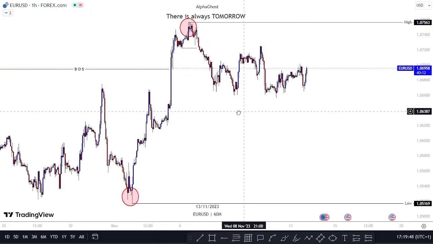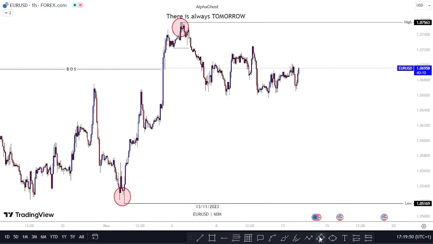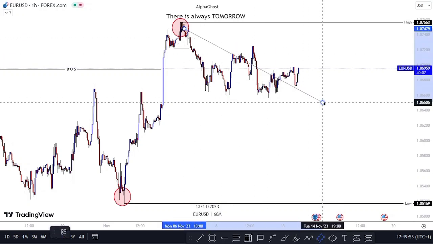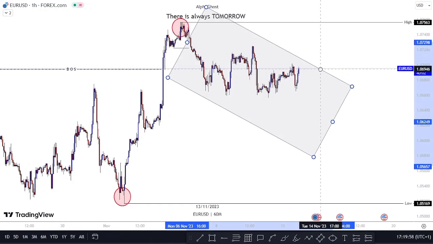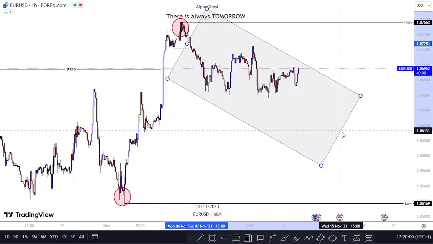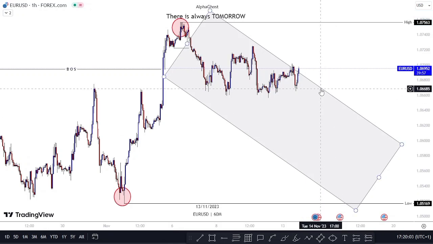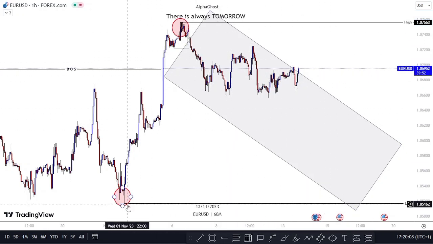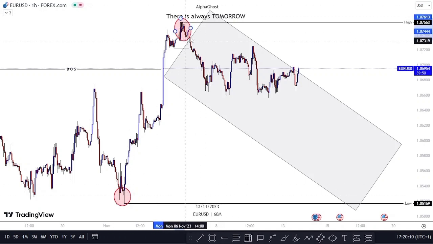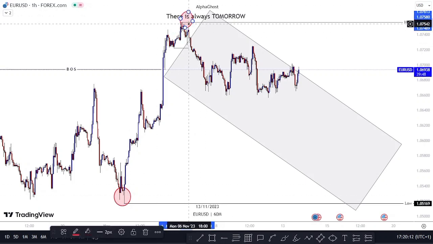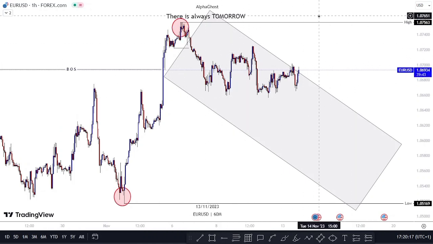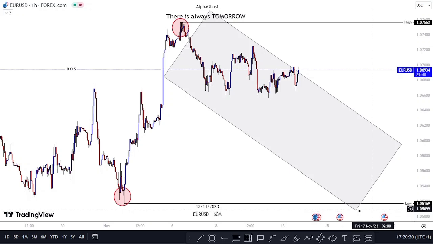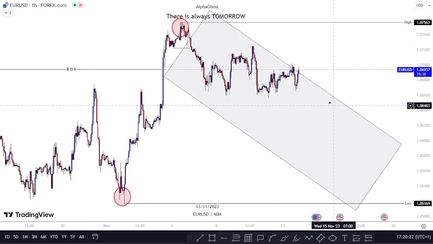Where's my internal? All this bearish move here is my internal structure, since they are moving within this swing low and swing high. That's where price is currently moving. So until price breaks either this high or this low, we are within this range.